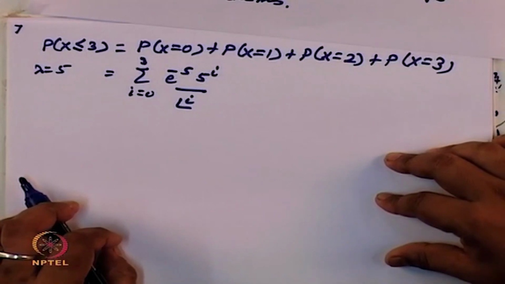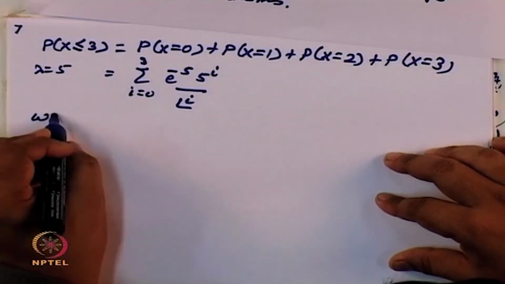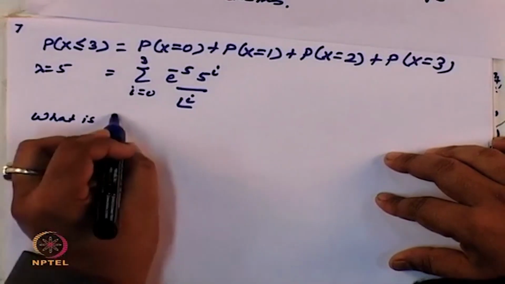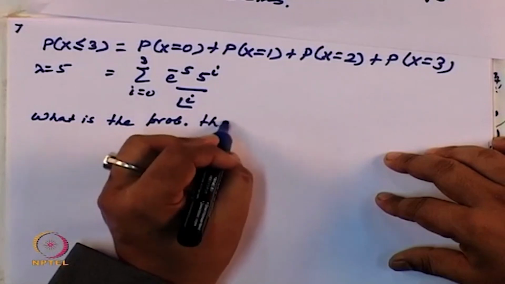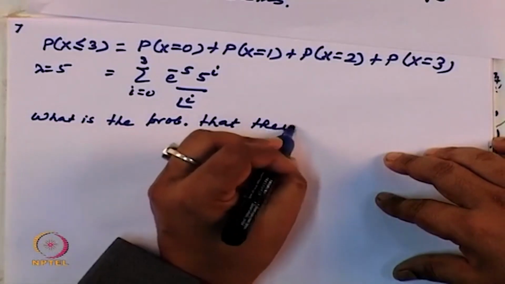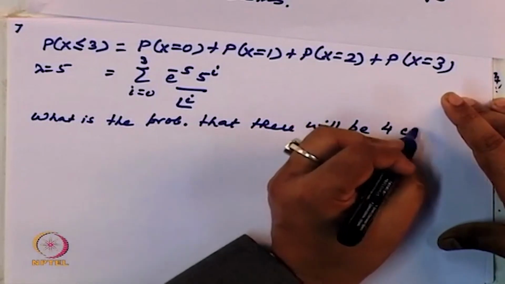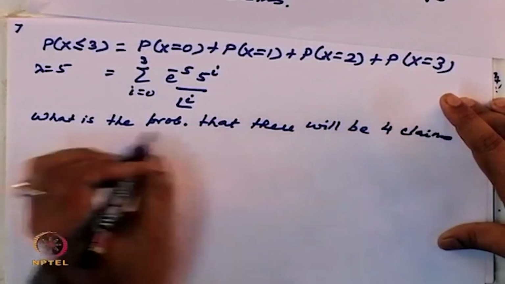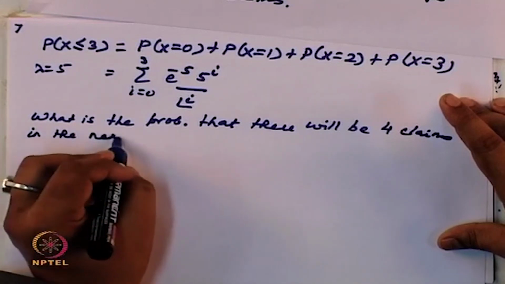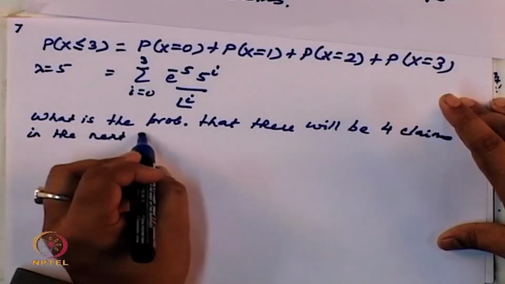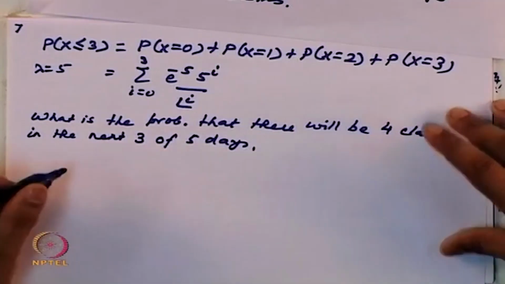Now let us say I ask the next question. So what is the probability that there will be 4 claims in the next 3 of 5 days? Okay. So this is an example.